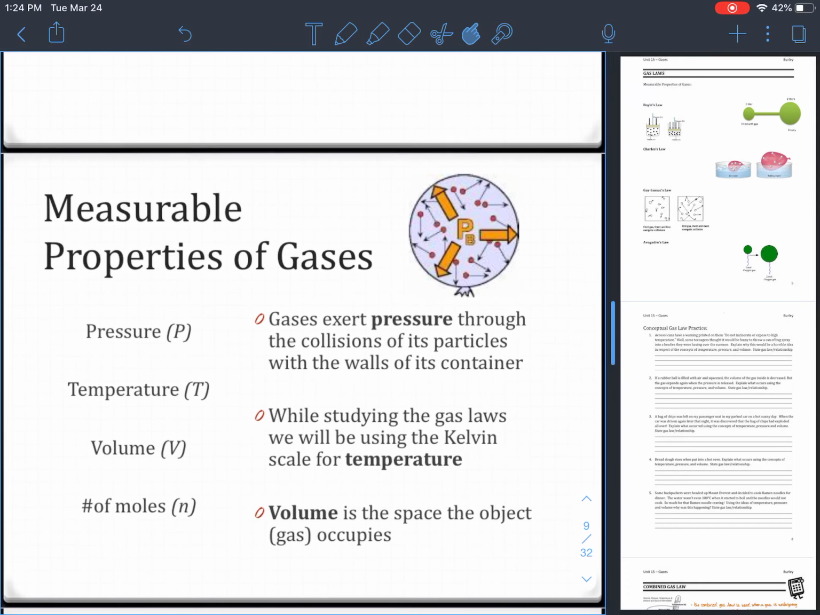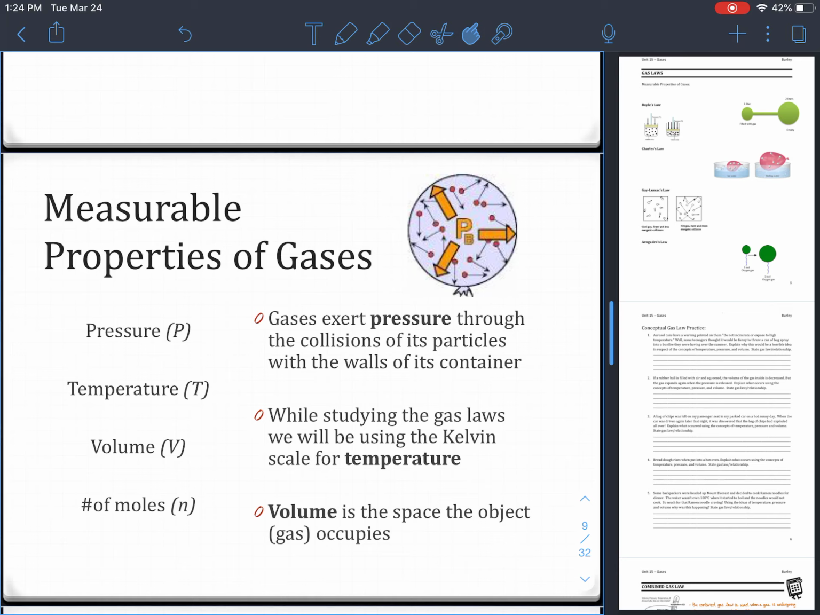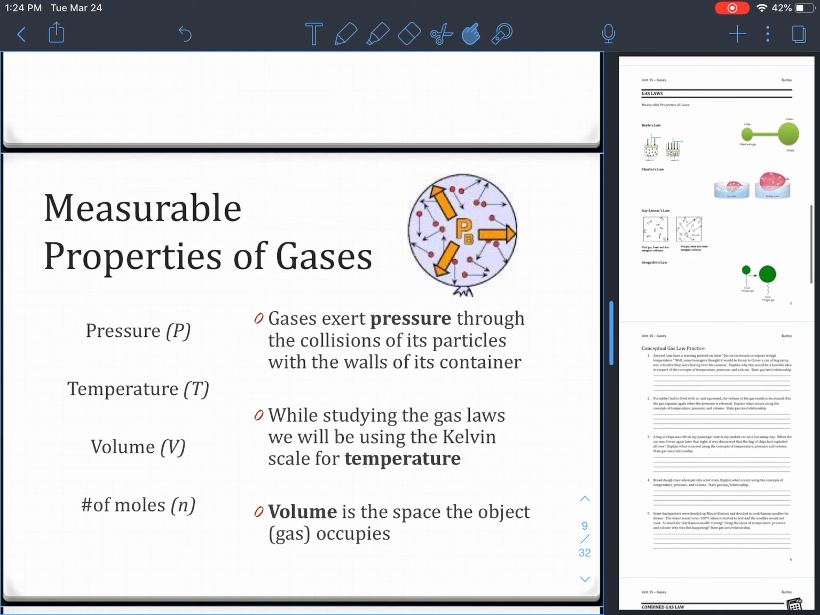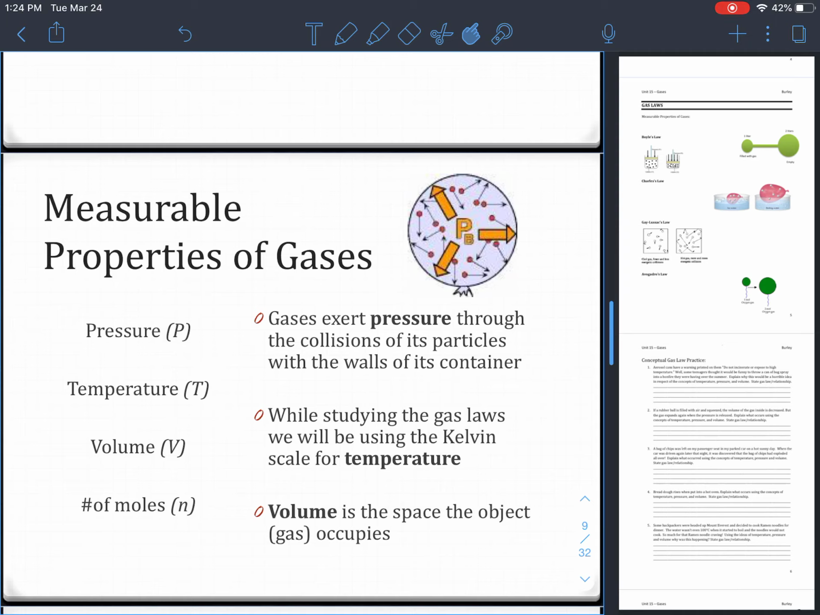So the first thing I'd like to talk about are the different measurable properties of gases, and a lot of times you will hear me refer to them as variables. So in our gas laws, scientists have compared what happens to pressure if temperature is adjusted, what happens to volume if temperature is adjusted, what happens to pressure if volume is adjusted, and all that stuff. So the 4 variables that we're going to be talking about are pressure, represented with a P, temperature with a T, volume with a V, and the number of moles, represented with an N.